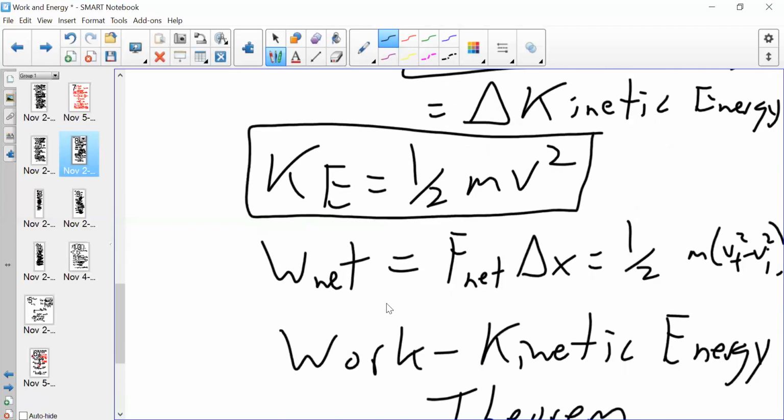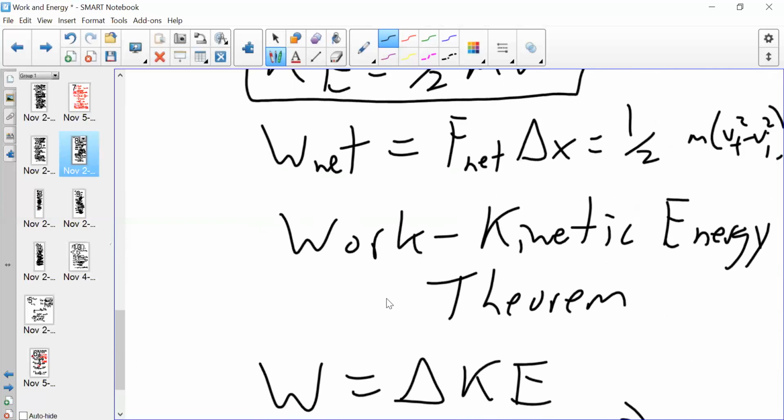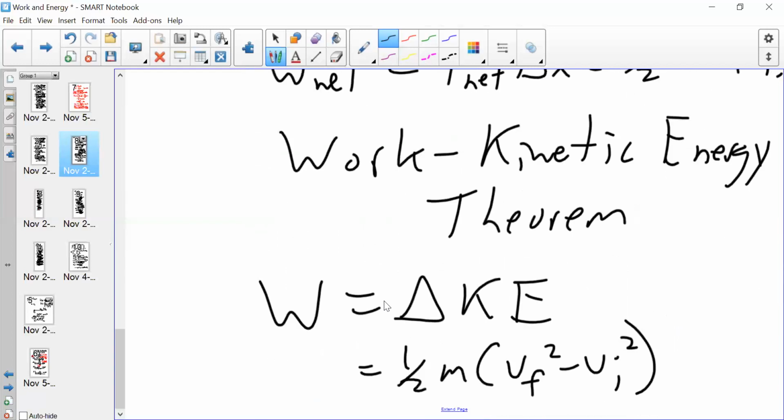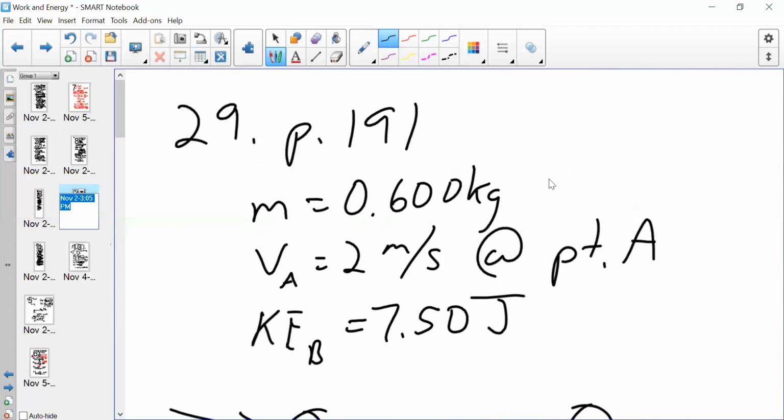Excellent. So this is what 7.5 is all about. Work kinetic energy theorem. Work is equal to the change of kinetic energy, which is also equal to F net delta X. And I think we went through some examples. Right. So let's do an example, the same example. I think it may have just been Lily, the only one here last time when we went over this stuff. And so we went to page 191, number 29, and talked about that.